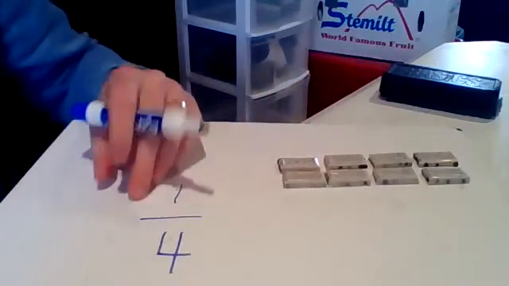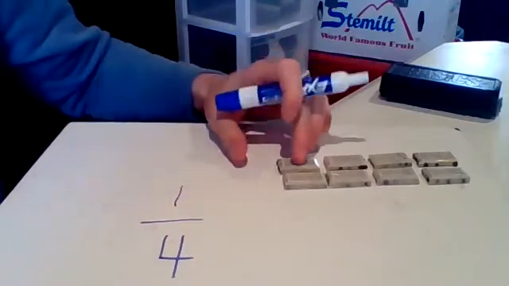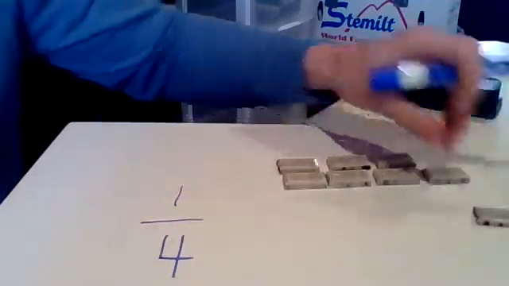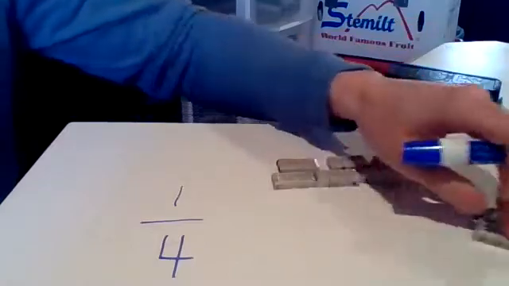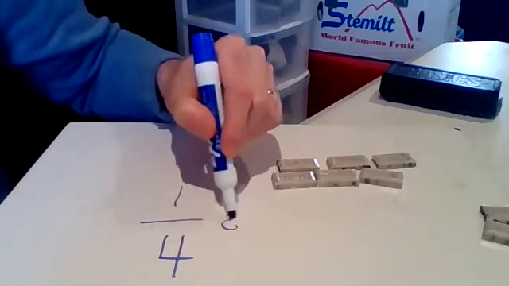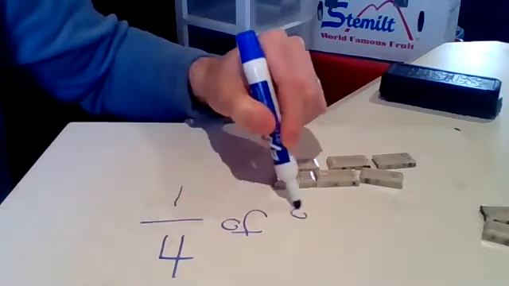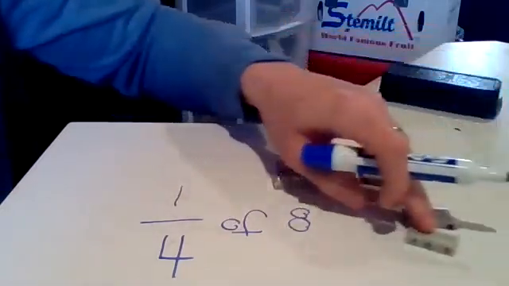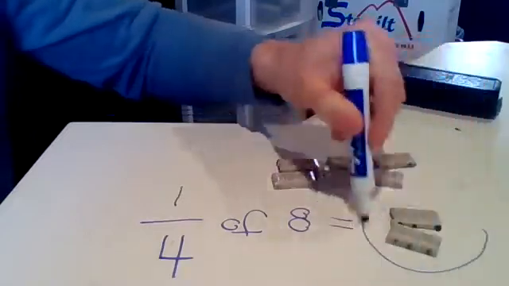So like we said, for every 4, you're going to be counting 1. 1, 2, 3, 4, there's 1. 1, 2, 3, 4, there's 1. So 1/4 of 8, because there's 8 pieces altogether, is going to equal how many we pulled out there? 2.